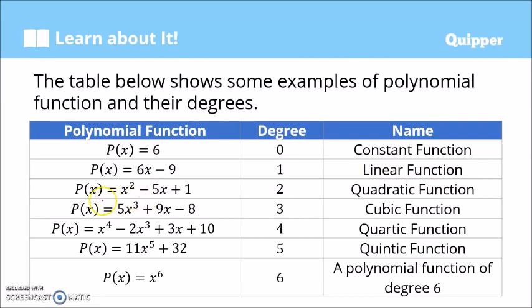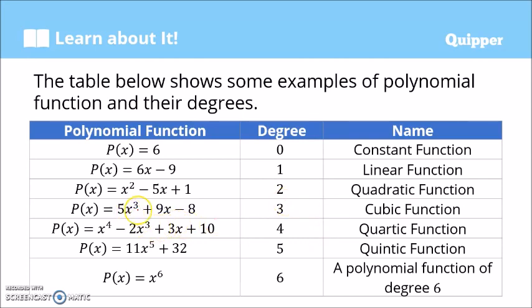Linear function. p of x equals x squared minus 5x plus 1. Ito naman, the degree is 2. Merong dalawang terms na may variable. The exponent of x here is 2. The exponent of x here is 1. And so the highest exponent is 2. So the degree of this polynomial is 2 and we call that a quadratic function. Quadratic function. If the highest exponent of the variable in the polynomial is 2, we call that a quadratic function.